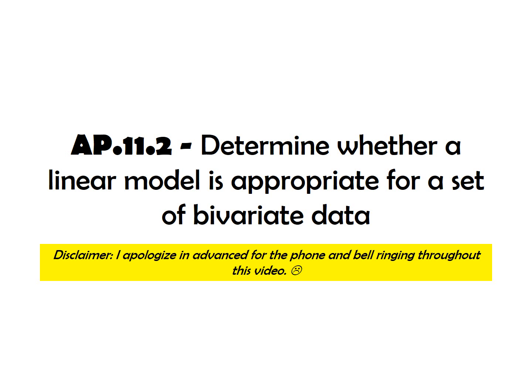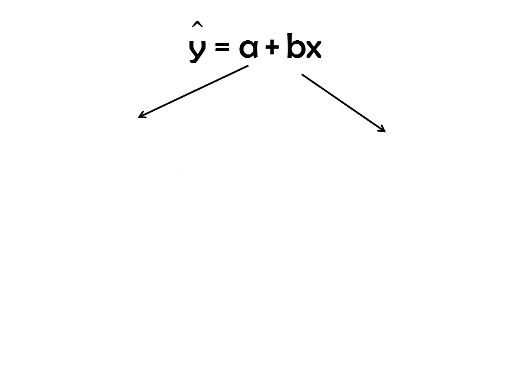We're going to determine whether a linear model is actually appropriate for a set of bivariate data. This is a formula we use for linear regression. We know that the slope is next to x, and the y-intercept is the constant. Below are the formulas that we use to find the slope and the y-intercept.